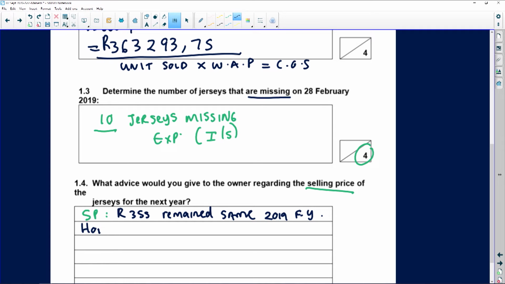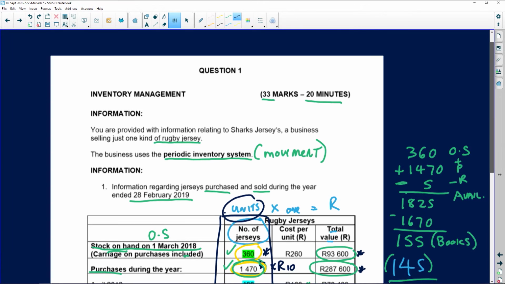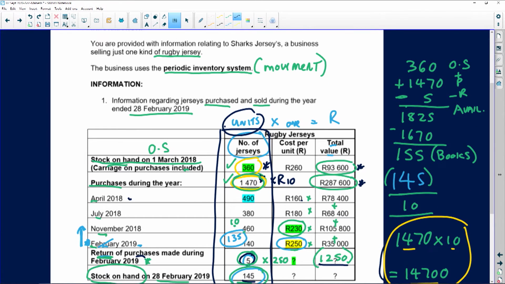However, let's now look at the cost price. Did the cost price remain the same? Remember, we purchased units, right? In April, we bought jerseys, in July, in November, and in the month of February. So if you look at the cost price, and if you compare the cost price, April 160, July it increased to 180, November a further increase 230, and obviously February, that jersey is now costing us 250 Rand.